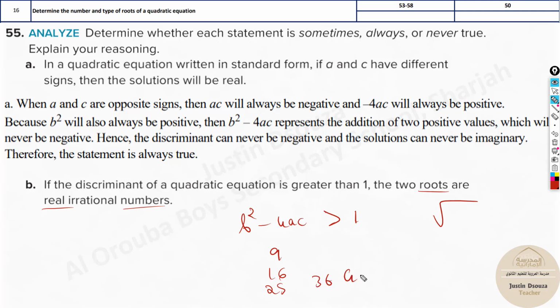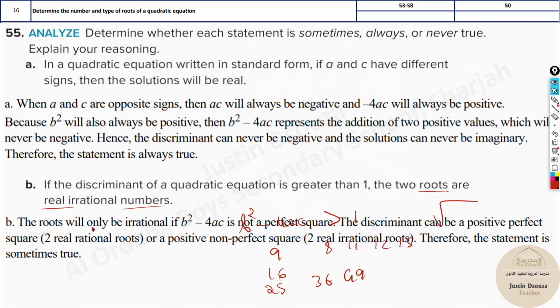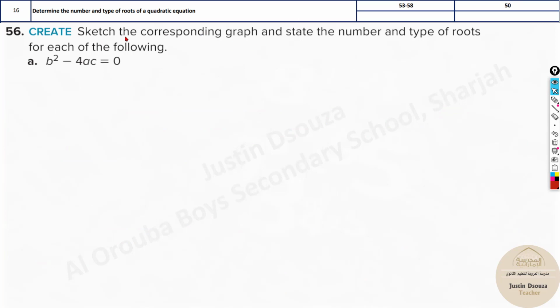If these are the numbers, then it will be rational numbers. Whereas only if they are not these numbers, if it is 8, 11, 12, 4, 15 or like this, then they are irrational. So it's sometimes true, sometimes not true. Okay, sometimes is correct. Sometimes. That's the thing. And over here, sketch the corresponding graph and state the number and type of roots for each of the following.